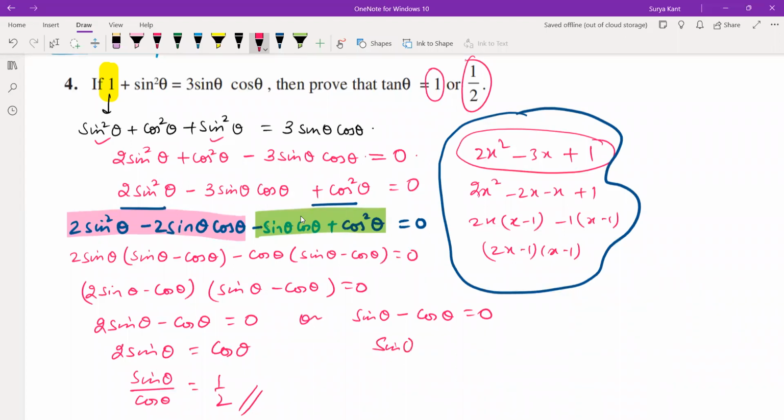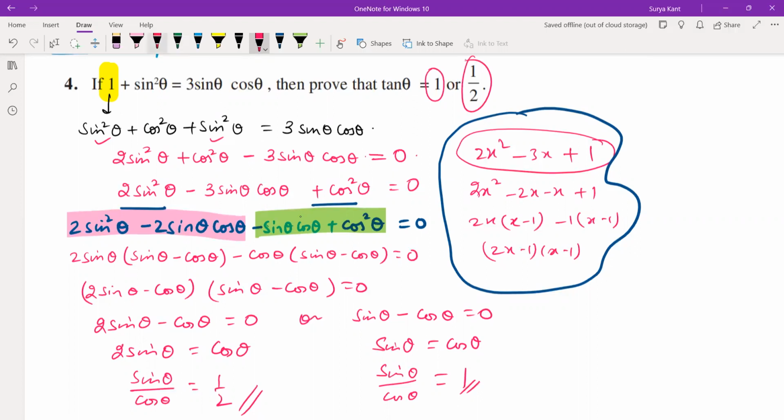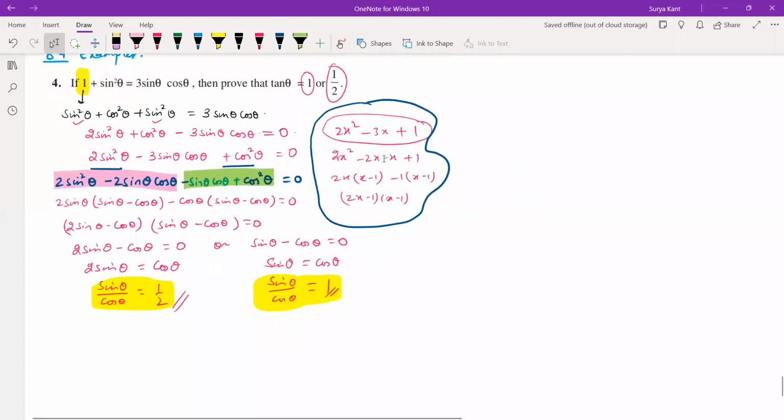And here sine theta is equal to cos theta, so sine theta by cos theta is equals to 1. So tan theta is equals to 1. See both answers we are getting over here: tan theta is equals to 1 by 2 or tan theta is equals to 1. So finally we got the answer. Our main concept here is splitting the middle term, which will help us in this question.